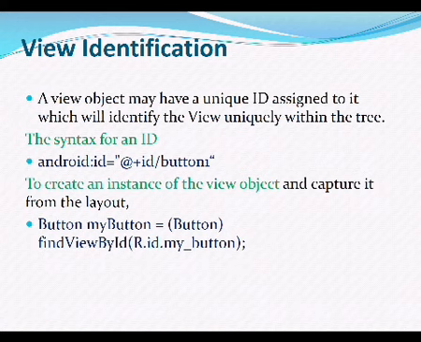So to create an instance of the view object, capture it from the layout using the following syntax, that is Button. So the object of the button is myButton. It is identified by the ID R.id.myButton. So this is the way we can capture it from the layout. So the Button myButton is Java code. So here Button is a class. So this is the code we write in the MainActivity.java class to access a button in the layout file.